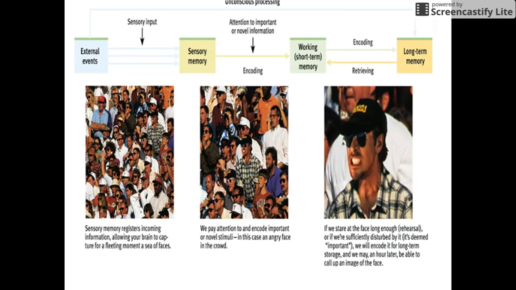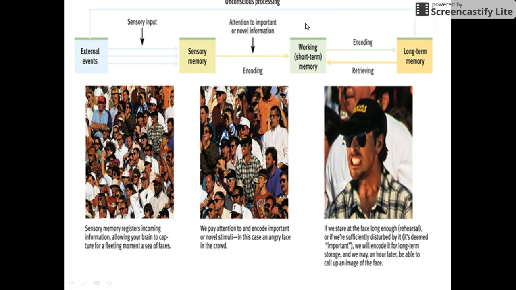Here's another really good graph from your textbook. You have the external events that are occurring, and sensory memory registers incoming information. So whether you're hearing someone shout or you're seeing something in the crowd, attention is important. If it's rehearsed or if it's unusual, it will go to your short-term memory, otherwise known as working memory. And then if it's rehearsed, it'll go to long-term memory. And then again, if you want to remember something like somebody's name, it'll come back into your short-term memory. And we'll talk about retrieval cues.